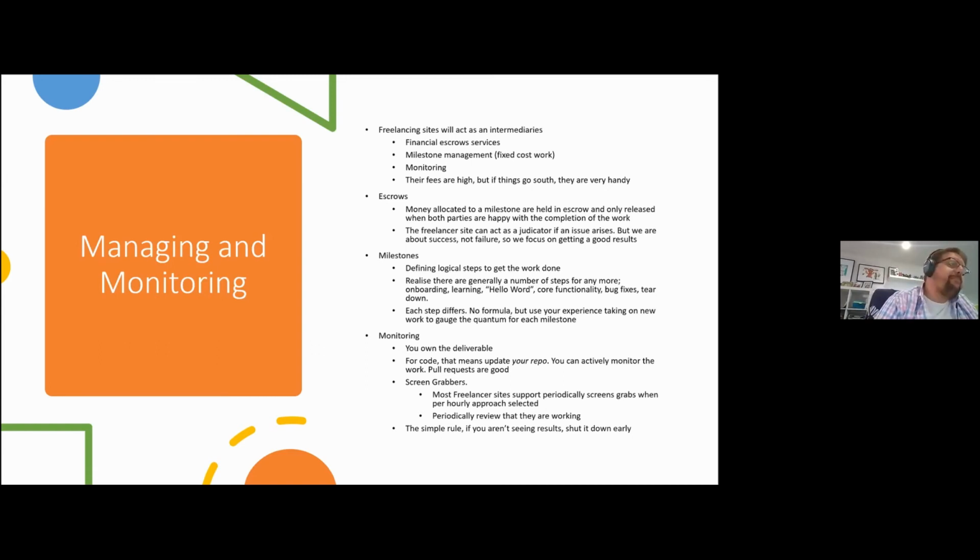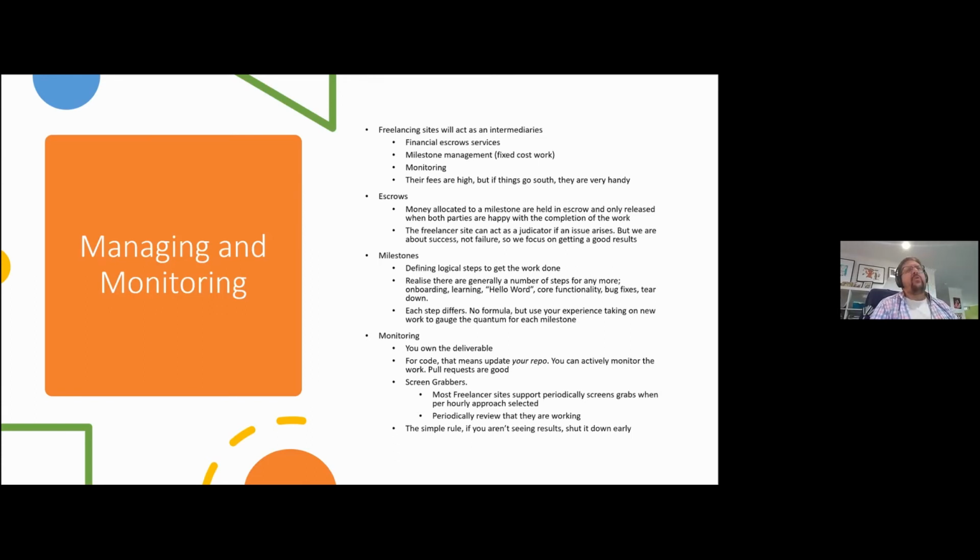That's what you're after. The other thing is that a lot of freelance sites provide screen grabbers. Particularly with the time and material model, what happens is it takes a periodical screen grab of your freelancer's screen. So you can go and look at the screen grabs and make sure they've got Visual Studio open, that there's a progression that's taking place. Have I used it? No. Do I feel comfortable that I know it's there? Yes. So it's one of those things that you can do.